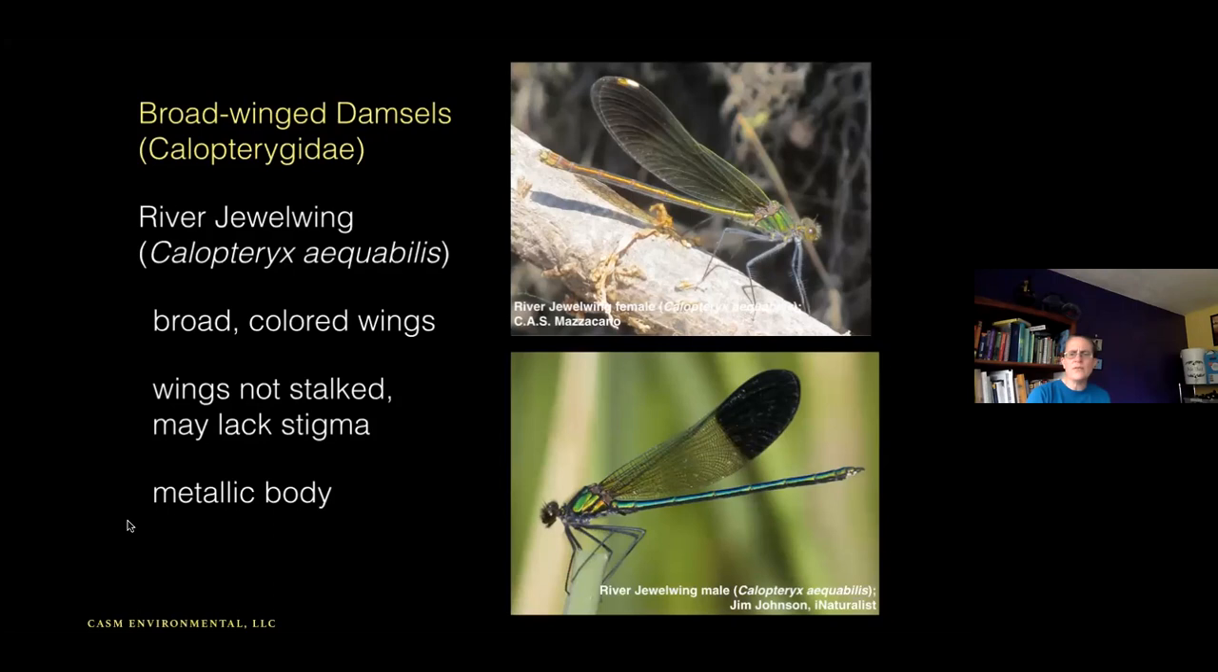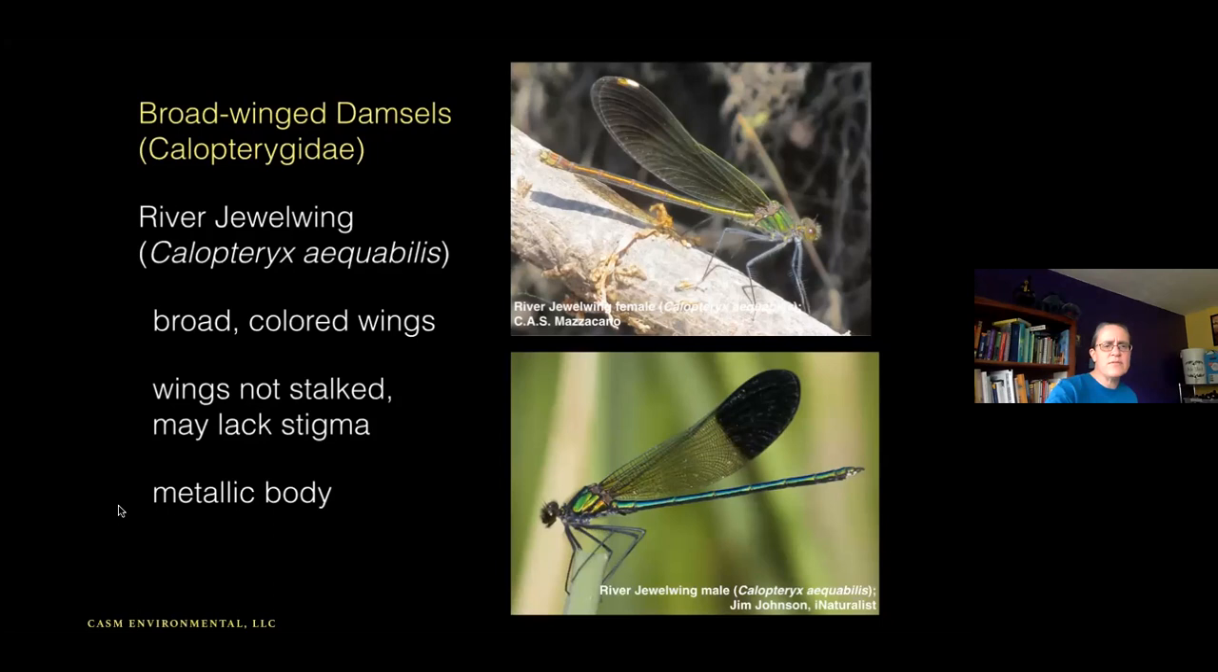And these are the broad-winged damsels. Where the wing joins the body, it's not a narrow stalk or stem the way it is with the pond damsels and the spreadwings. It's much broader, and the wings themselves are much broader. And the body is this gorgeous metallic green. These are just pretty, pretty damselflies and very, very distinctive looking.